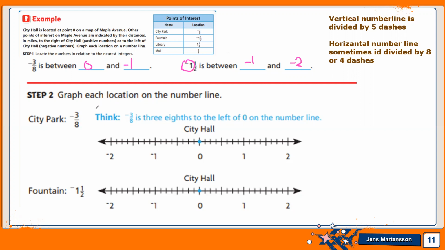Continue. Now, -3/8. Now we said that it's between 0 and -1. So, -1/8, -2/8. Then what do we have here? -3/8. So here we will write -3/8.